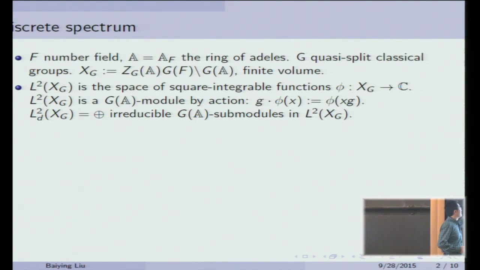So this L2 space is a G(A)-module by right translation. If we put all the irreducible G(A)-submodules together, that is denoted by L2D, the discrete spectrum of G.